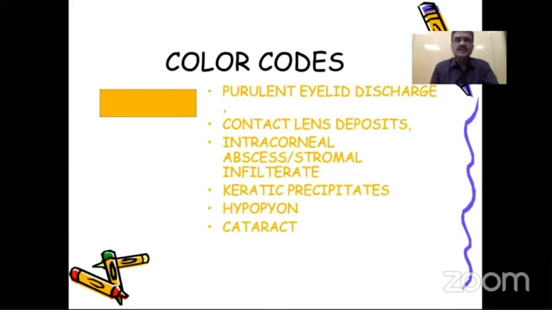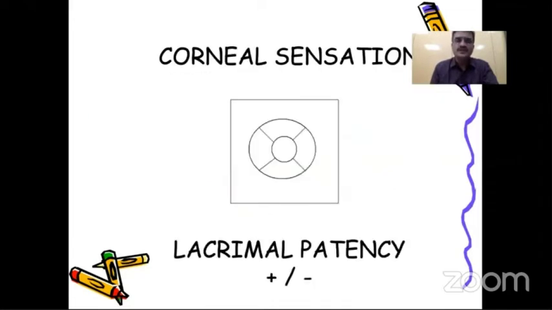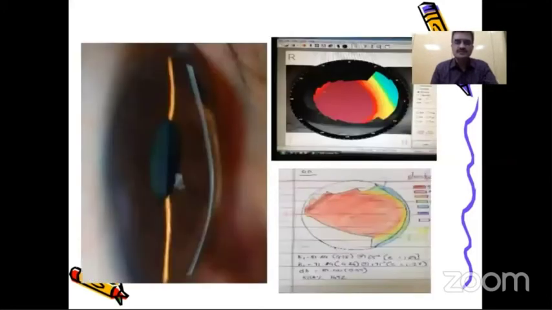yellowish color code can be employed to depict a purulent lid discharge, contact lens deposits, intracorneal abscess, stromal infiltrates, keratic precipitates, hypopyon, and a cataract. Of course, you have to mention the presence or absence of corneal sensation in this format, and also don't forget to mention the patency of the lacrimal apparatus, the excretory apparatus.